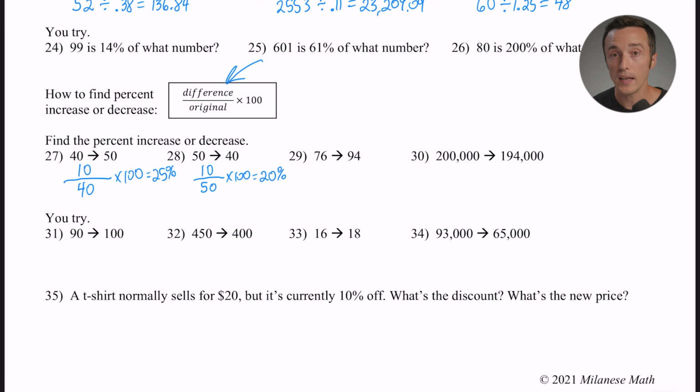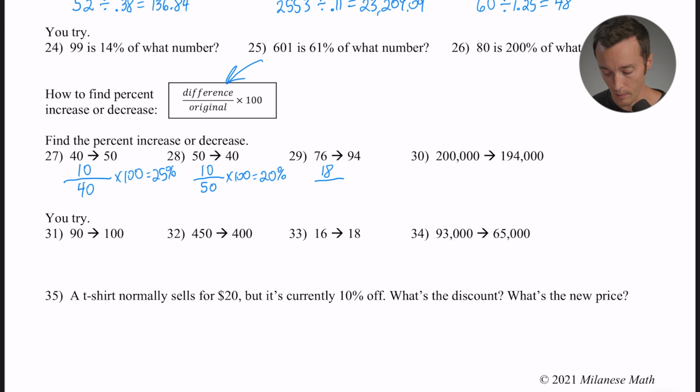Okay, so let's use that same concept though to do number 29. If something went from 76 to 94, that's obviously an increase. So let's draw our fraction bar. And what is the difference between 76 and 94? You can do this with mental math or grab a calculator, but if you subtract those two numbers, you're gonna get 18.